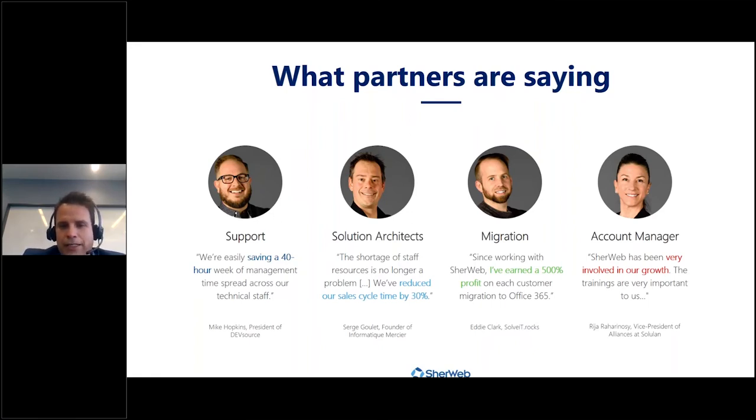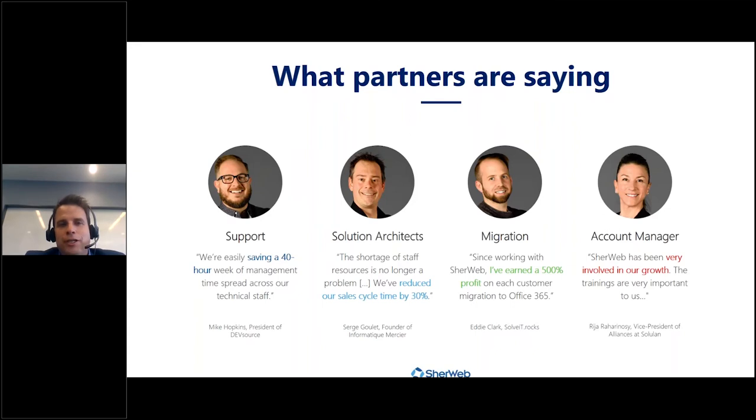And Eddie at Solve IT, well, with migration, he's earned a 500% profit on each customer migration to Office 365. So in some cases, migrations to Office 365 are a loss leader or a cost center, if you will. Well, with SureWeb, you can offload a lot of those migration capabilities or processes, therefore maximizing your profit for every single migration to Office 365 that you do.